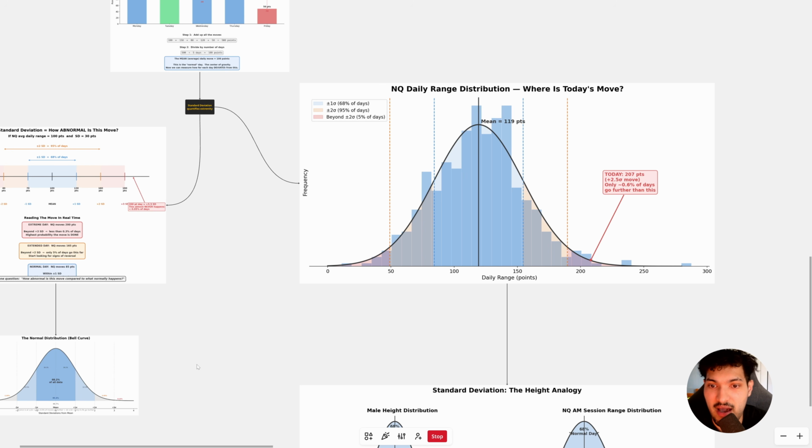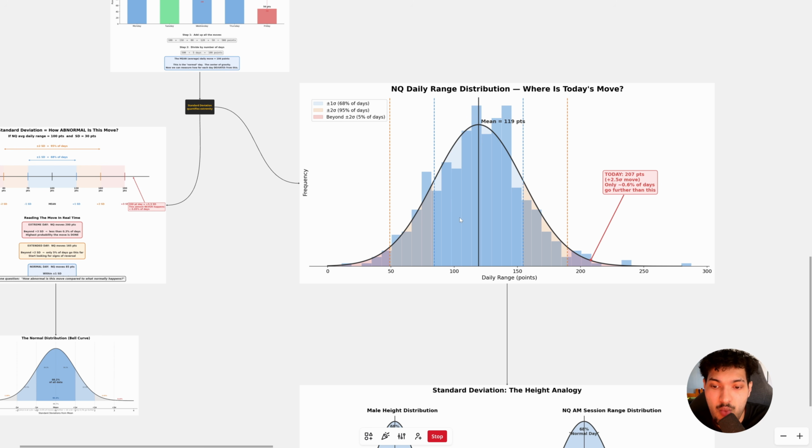All right, so again, just to drive this point home, looking at an NQ daily range distribution, where's today's move? We can see that, again, I'm so redundant today, a 2.5 standard deviation move only happens in 0.6% of the days observed. So only 0.6% of days go further than this.